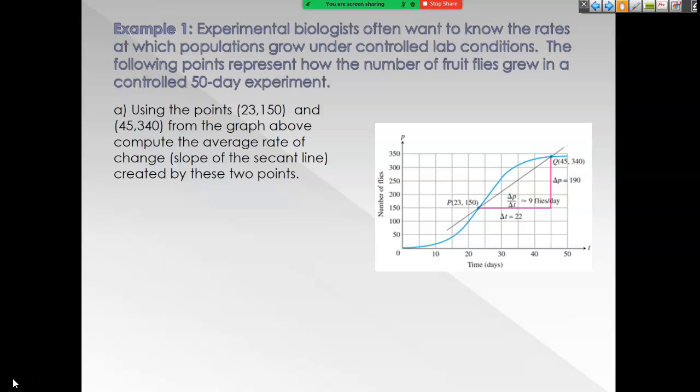So what we want to do in this example is use the point (23, 150) and compare its average rate of growth with another point on the graph. And the first point we're going to compare it to is (45, 340). So we're going to look for the average rate of growth, aka the slope of the secant line, using the 2 points, 23 and 45.